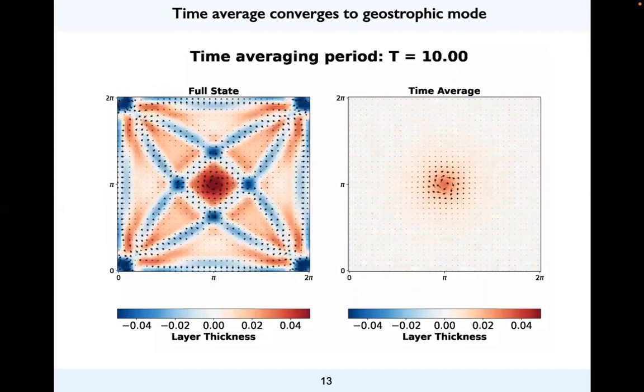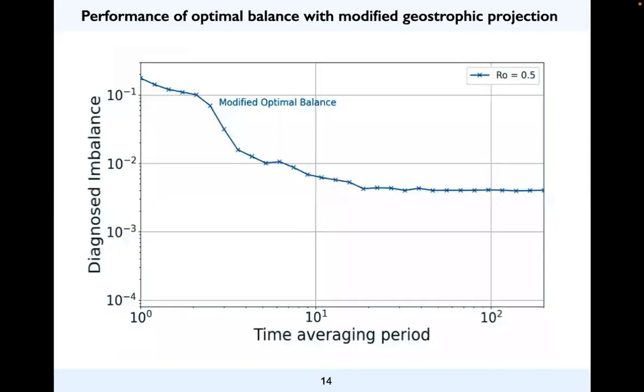Okay, so this is just the boundary condition of the optimal balance, but we want to know how the modified optimal balance actually performs in comparison with the original method where we use spectral analysis. And we did this for a whole lot of different dynamical regimes. Here, for example, for a Rossby number of 0.5, we have the diagnosed imbalance versus the time averaging period, where a smaller diagnosed imbalance means that the method is working better. And we see that for a longer and longer time averaging period, the diagnosed imbalance is getting smaller and smaller until it eventually converges.